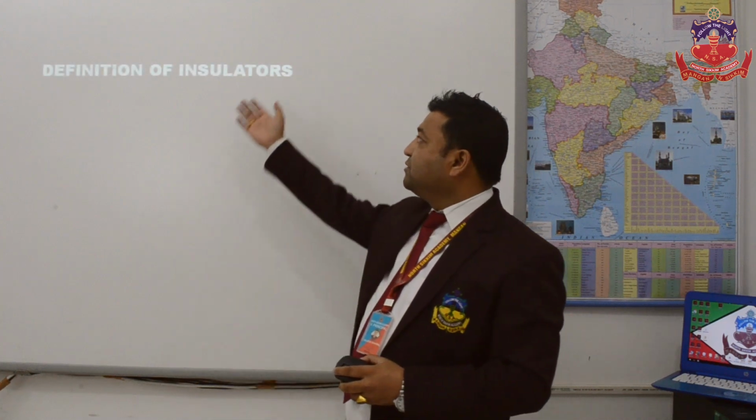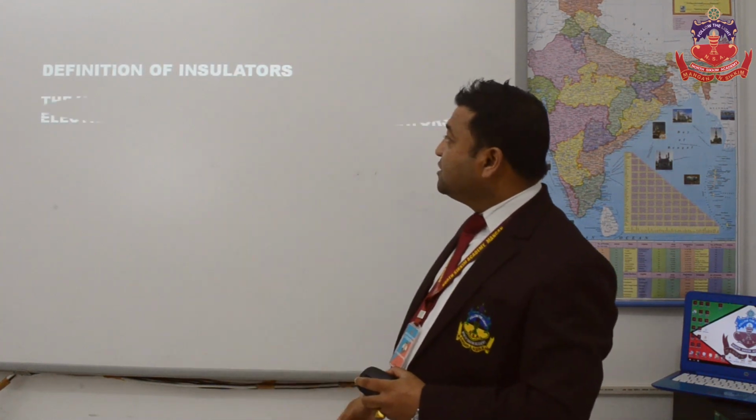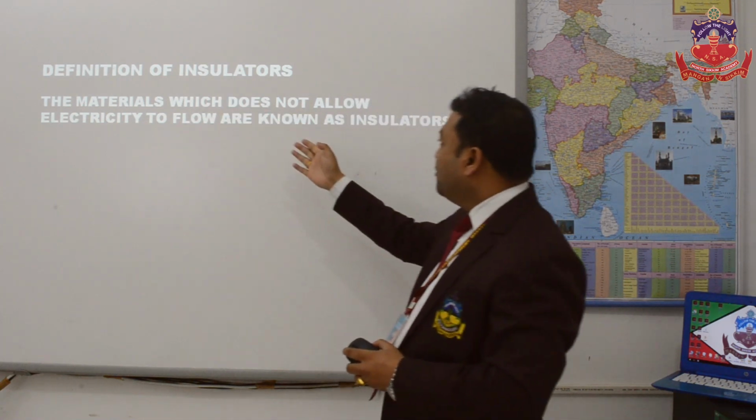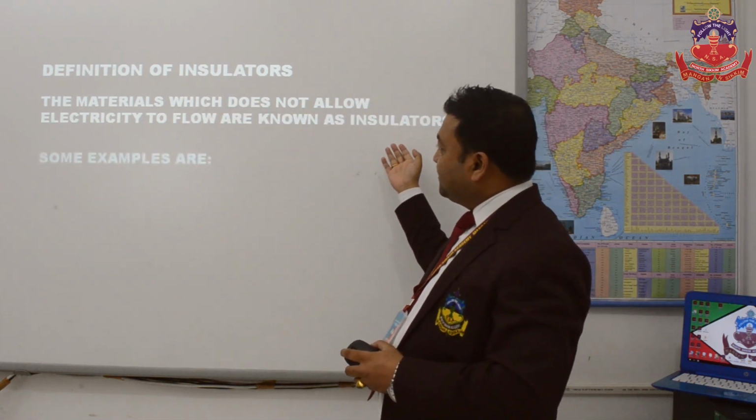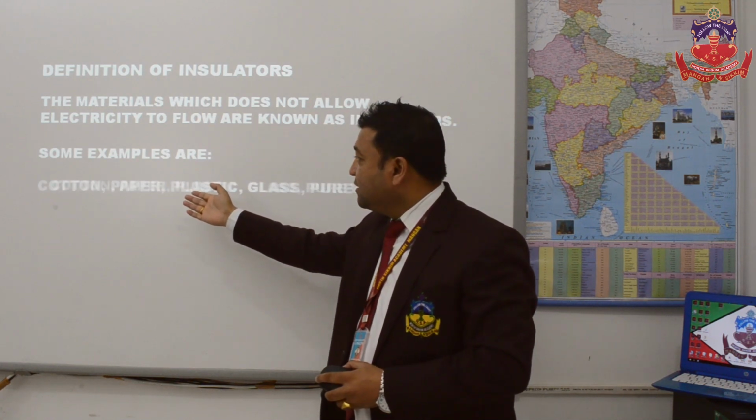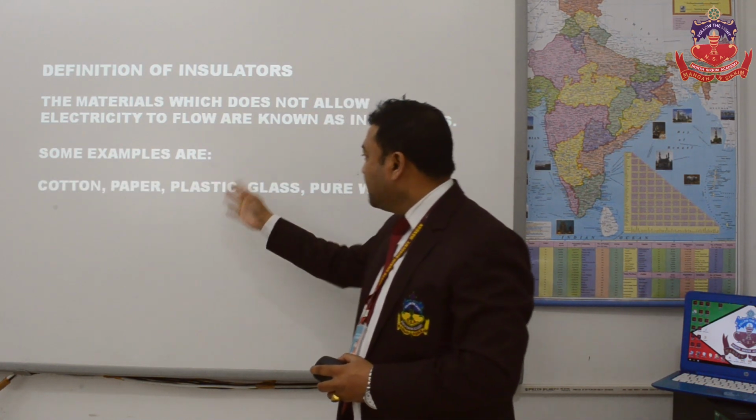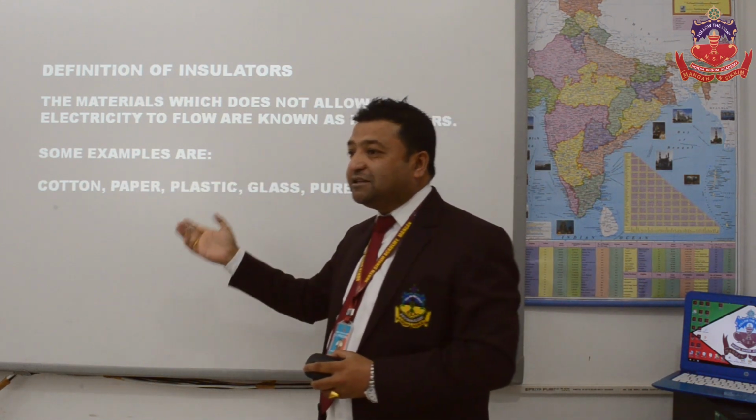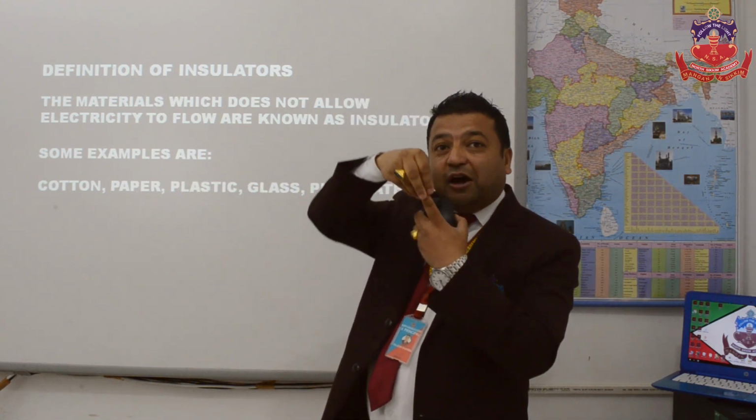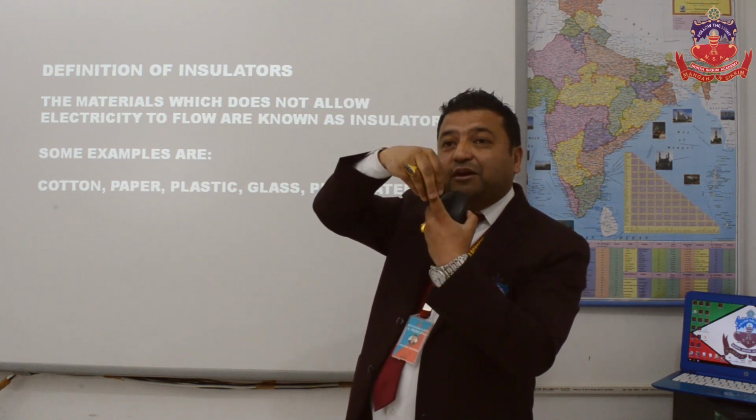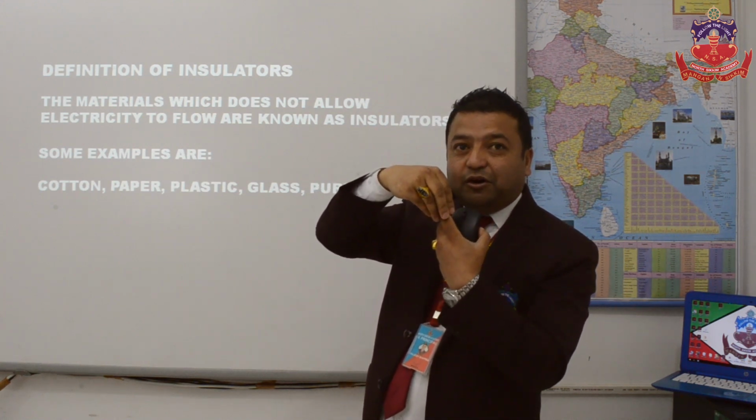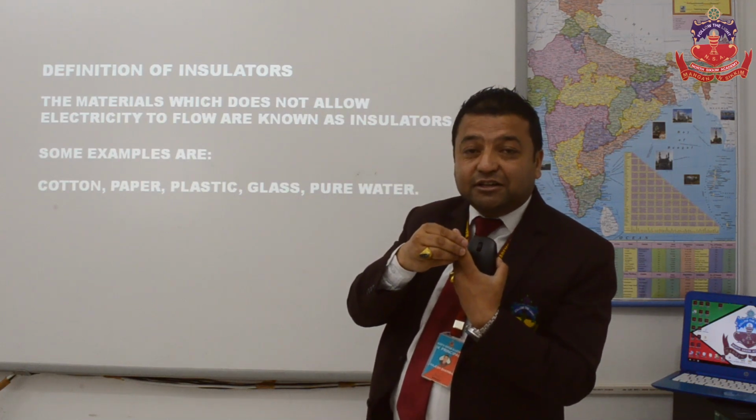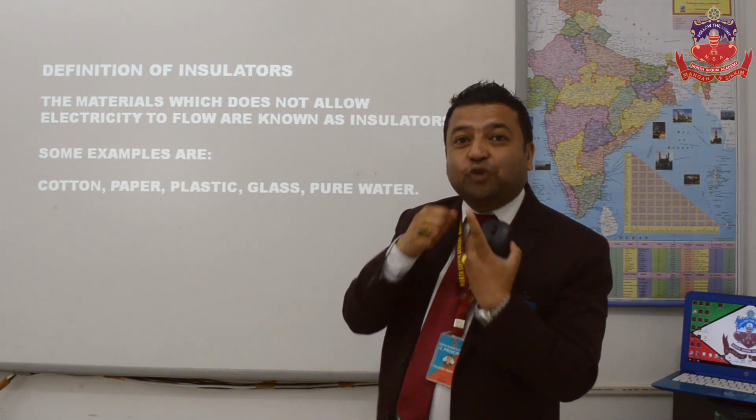Now let me talk about insulators. Insulators are the materials which do not allow electricity to flow. Some examples are cotton, paper, plastic, glass and pure water. Here, as an example of plastic, you can see the wires which have been covered by plastic. Why we use plastic to cover the wires is because, as insulators, they are not good conductors of electricity. That is why we do not get shock.